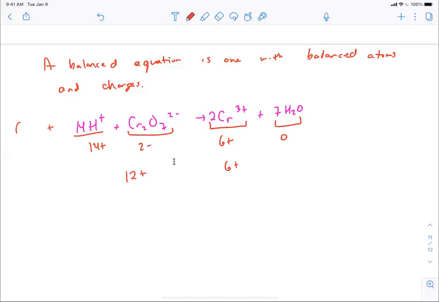This one, you have to add 6 electrons here because it's 12+ and 6+, and electrons can only lower the overall charge of an equation. So keep that in mind: pay attention to your balanced coefficients, and make sure you're looking at them whenever you're calculating charge. That's a really common mistake that students forget about.